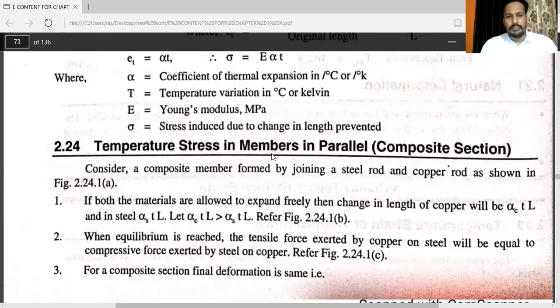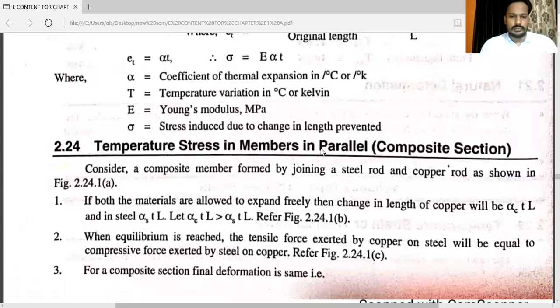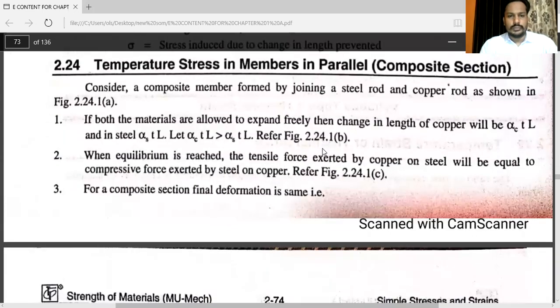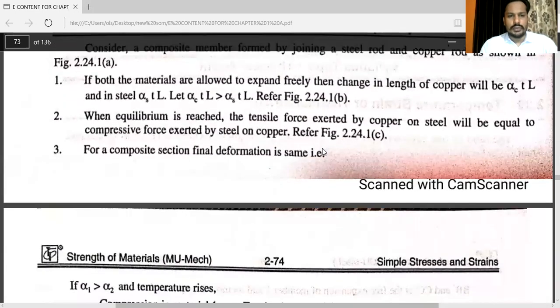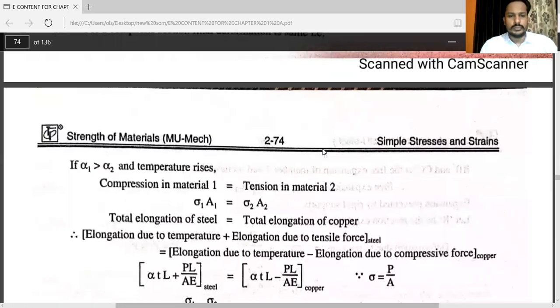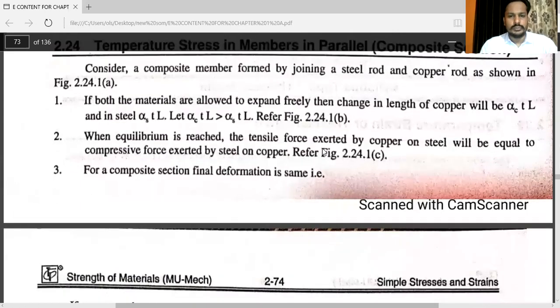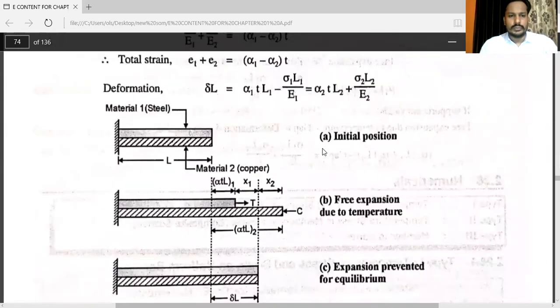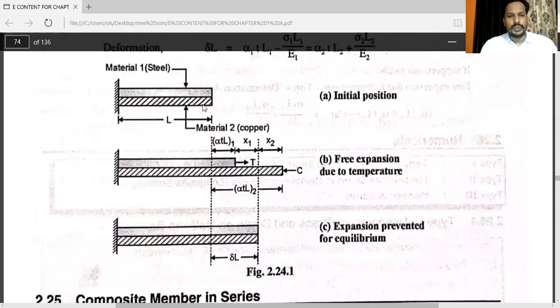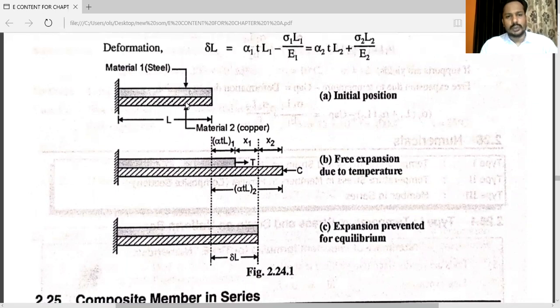Temperature stress in members in parallel. Conditions are very important because according to the condition we will solve the problem. See this diagram. This is the initial position. The first material is steel. The other material is copper, that is the second material. Here you can see X1 and X2, that is the free expansion due to temperature. You can see the diagram.